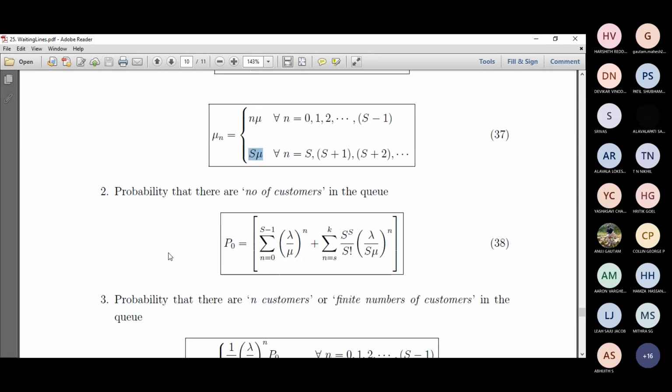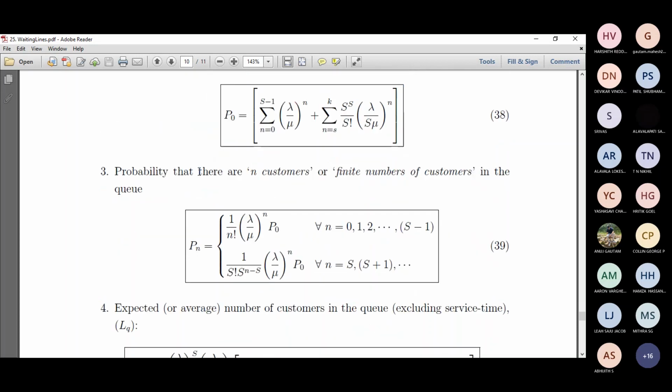mu n equals s into mu. Then the probability that there are no customers in the system is p naught, which equals the summation for n equals 0 to s minus 1 of (lambda by mu) to the power n, plus the summation for n equals s to k, where k is some finite number of customers, of s power s divided by s factorial into (lambda by s mu) power n. So this is the probability of no customers. Next, the probability that there are n customers in the system.